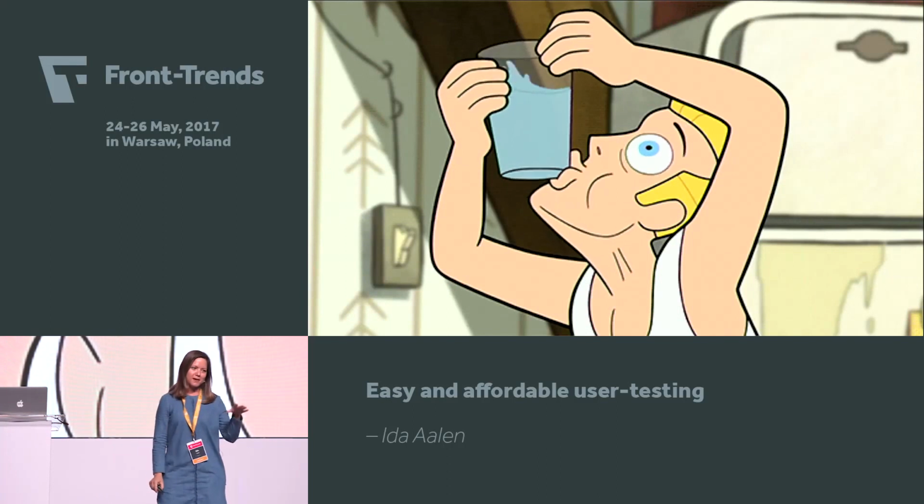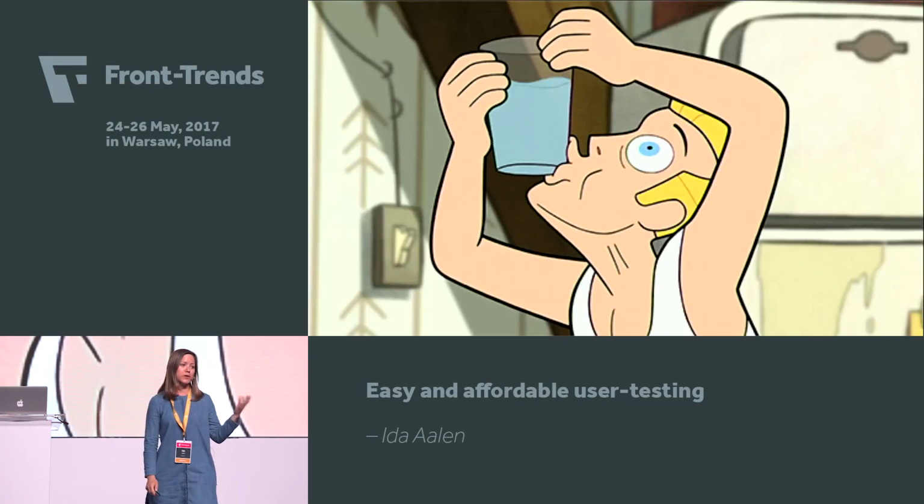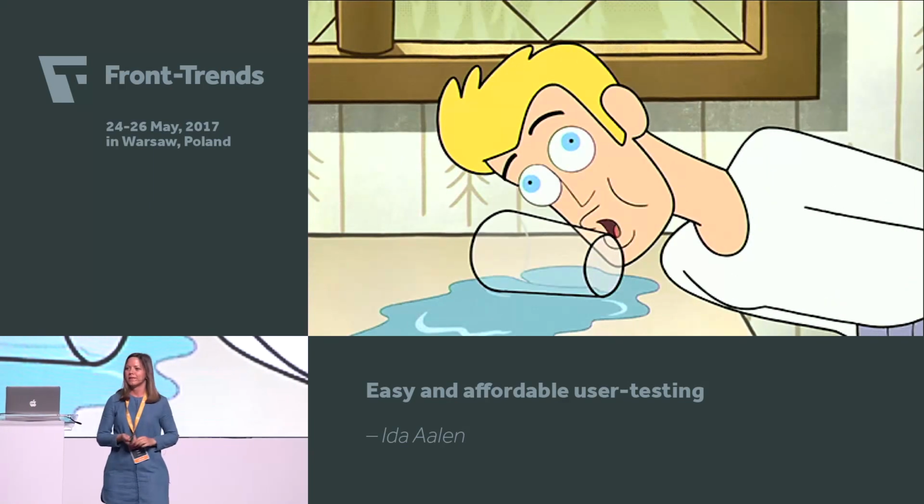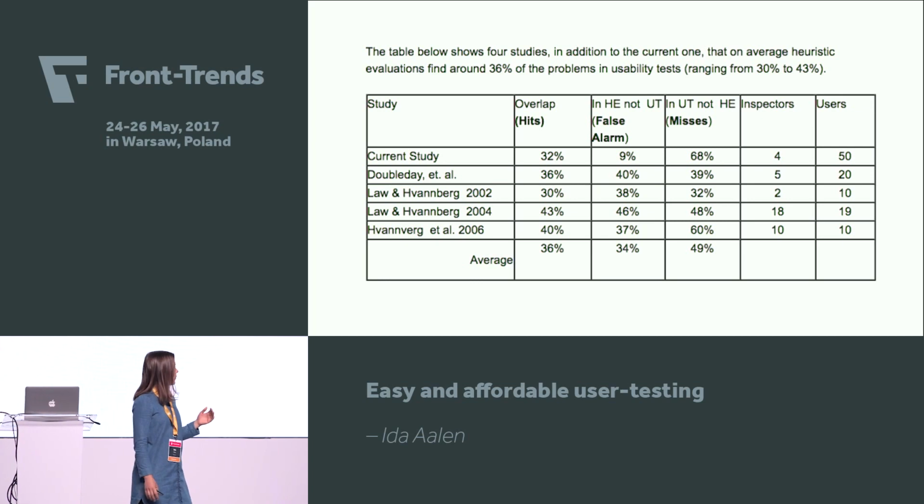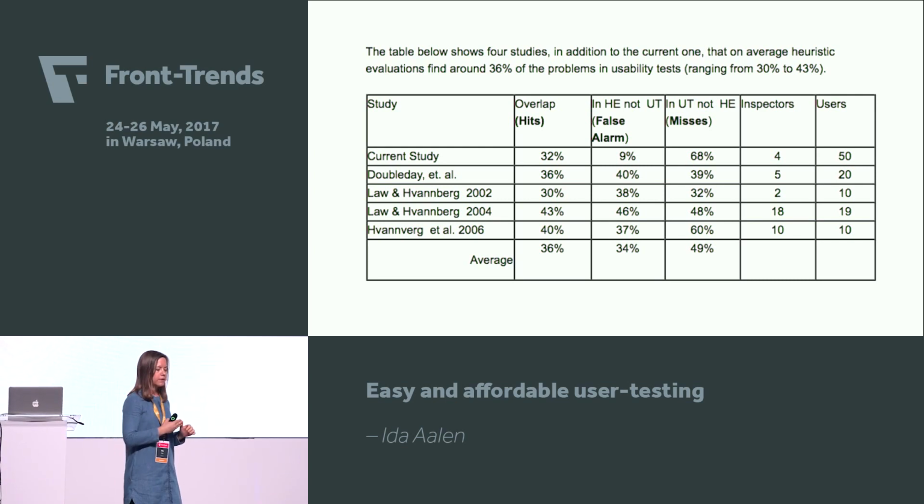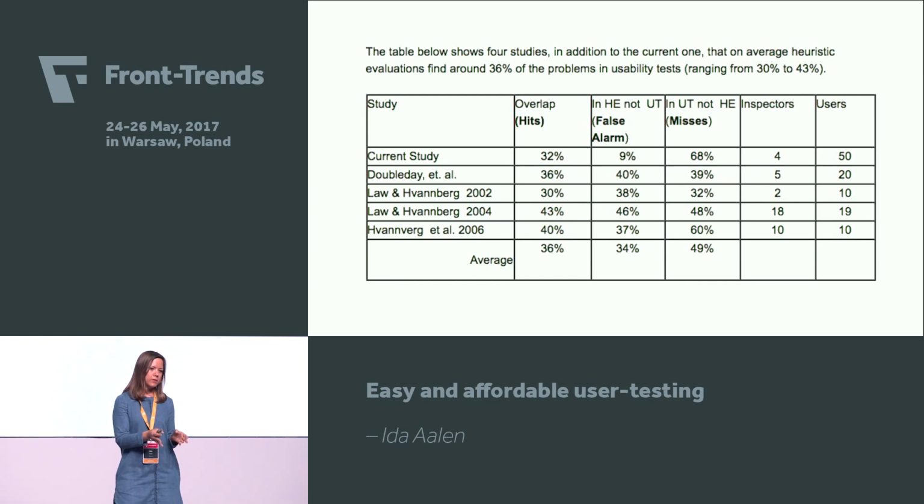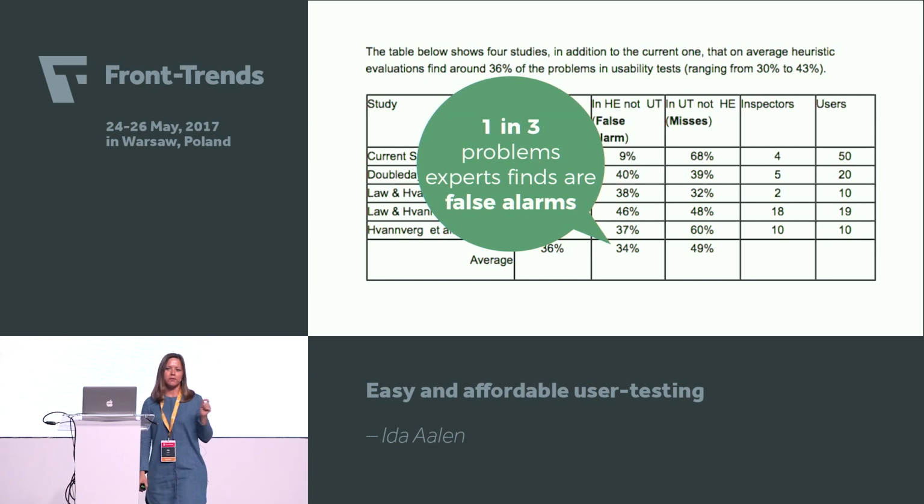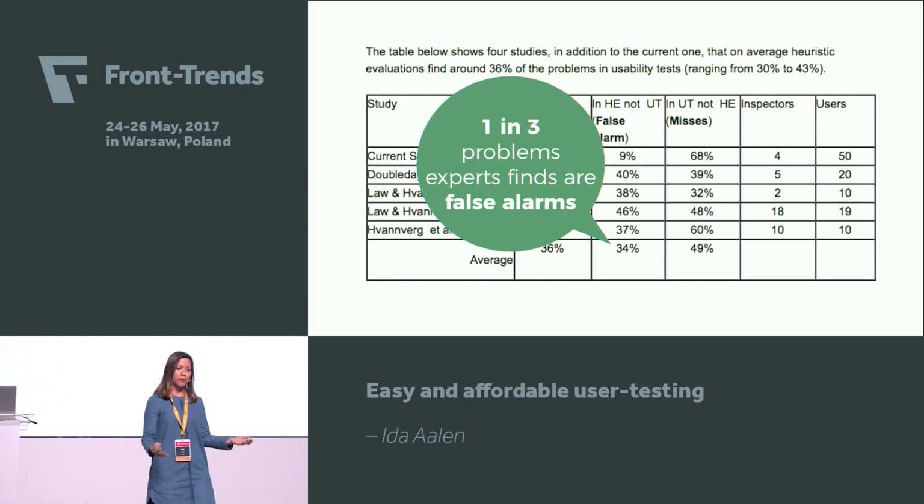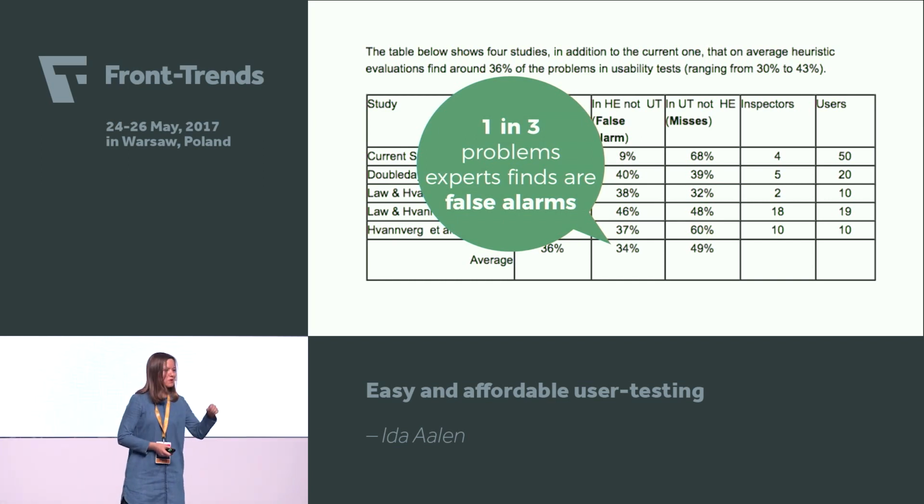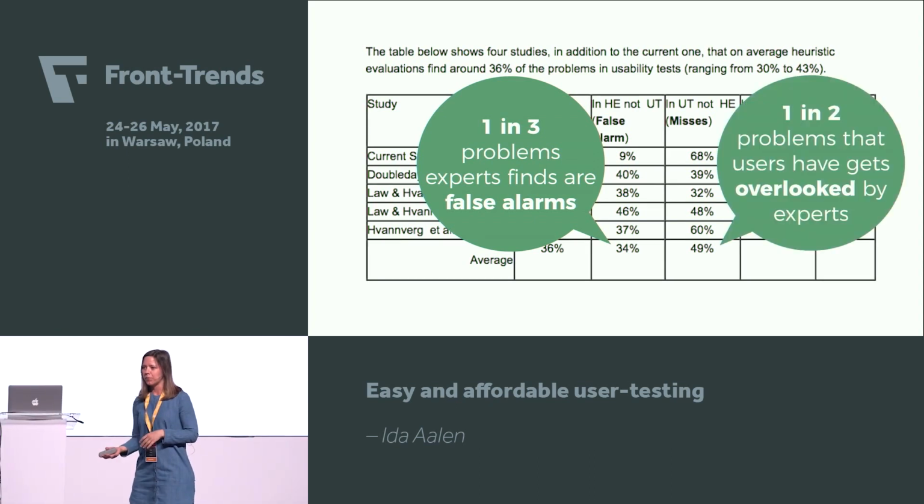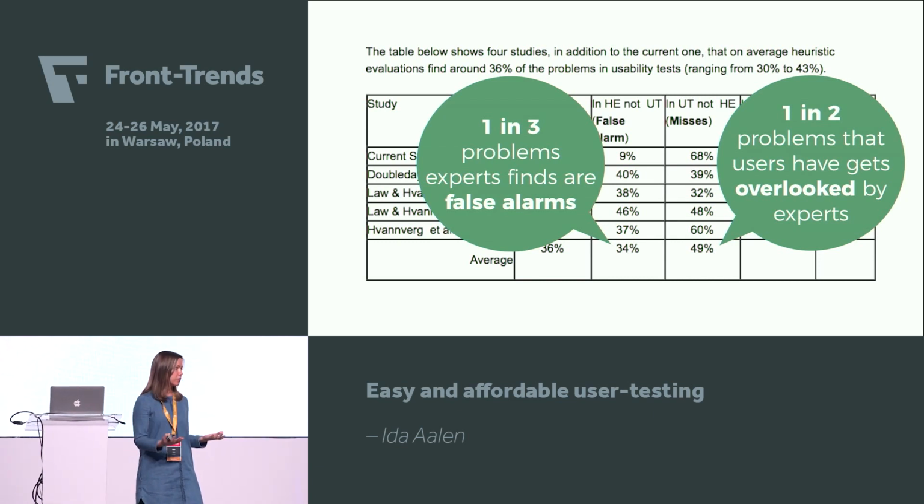And if GIFs are not enough to convince you, I have a table with numbers, which might be more convincing to developers. So this is a review of different tests where they have compared the number of usability problems that were found when experts looked at a solution as compared to when they did user testing. And to make it a little bit more tabloid, what they're saying here is that 1 out of 3 problems that the experts found were so-called false alarms. So the experts said, this is a problem, it shouldn't be like this, but it didn't actually show up as a problem in the user testing. And also, 1 out of 2 problems that the users had weren't actually found by the experts.